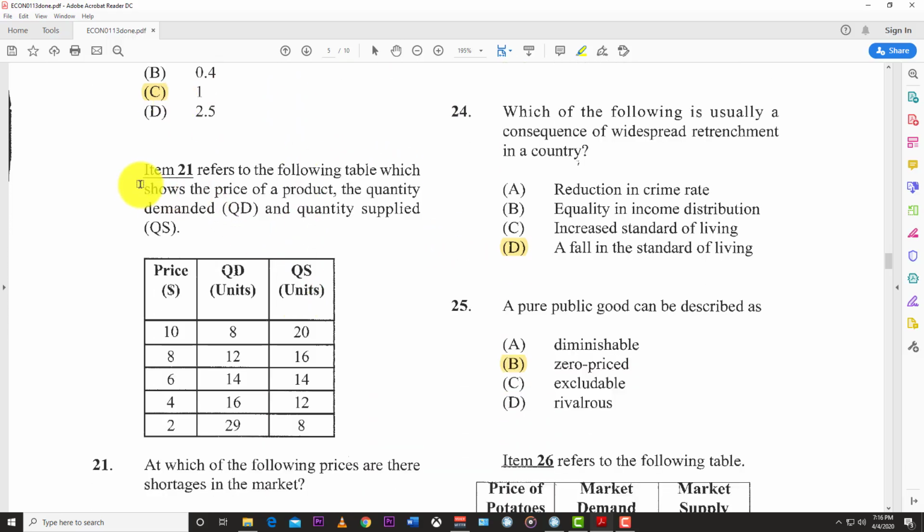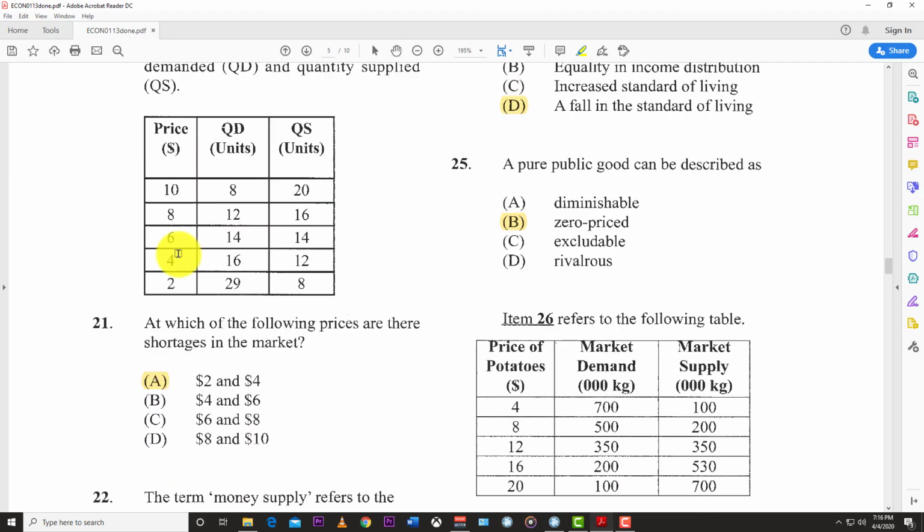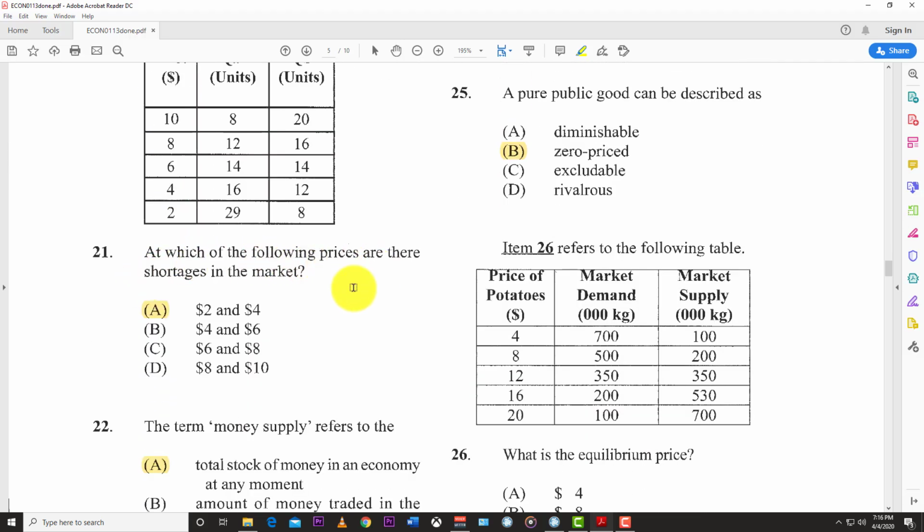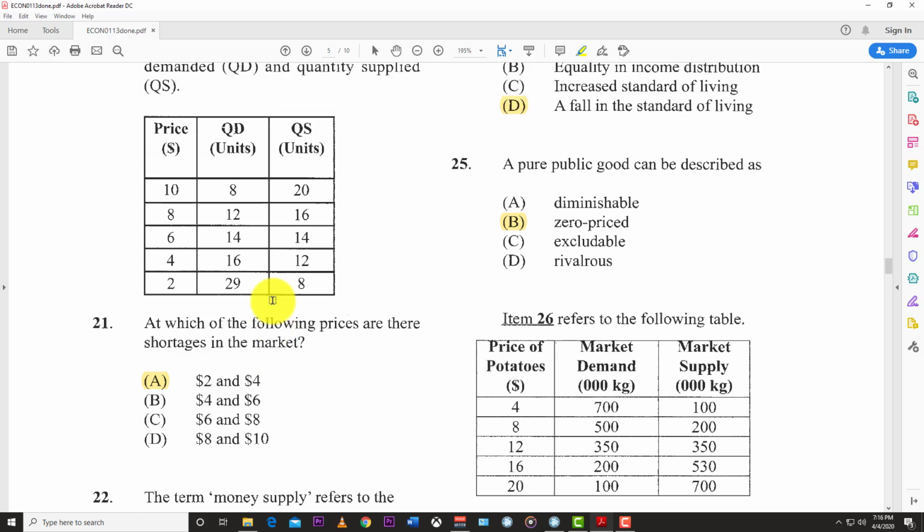All right. 21 refers to the following table, which shows the price of products, the quantity demanded, QD, and quantity supplied, QS. Very easy question. Which of the following prices are there shortage in the market? And the best answer here is A, 2 and 4, because at $2, you see, demand is 29, where supply is only 8, so there's a shortage there. And at 4, demand outstrips supply again, where you have 16 for demand and 12 for supply, so therefore you have a shortage again.